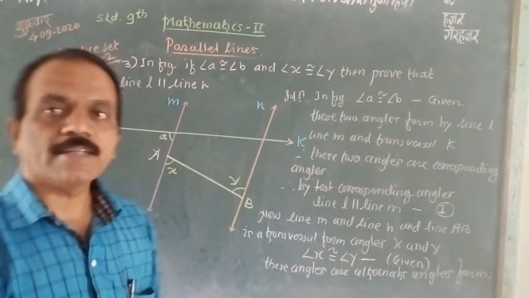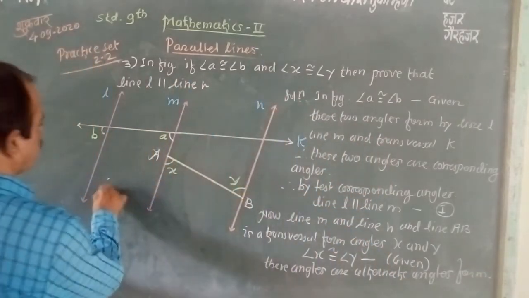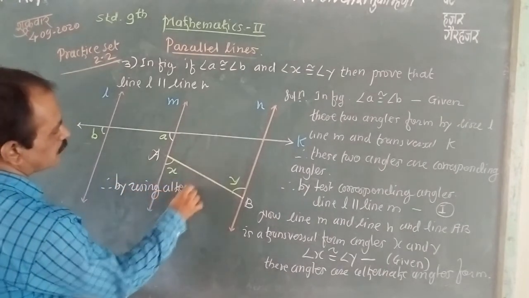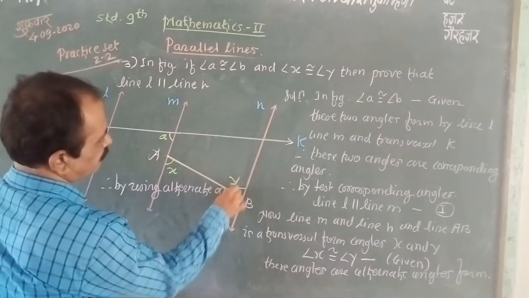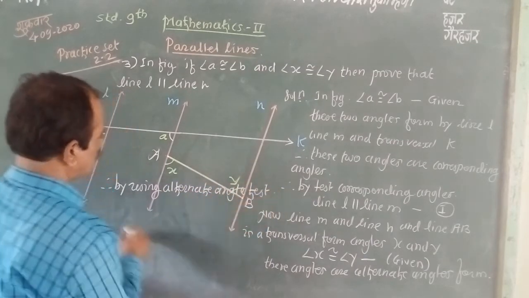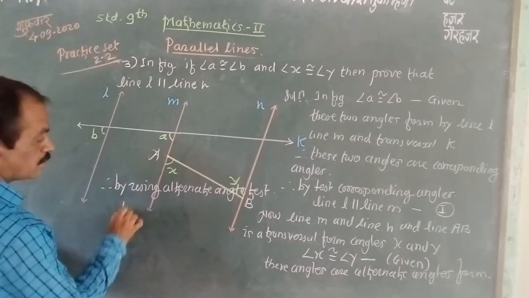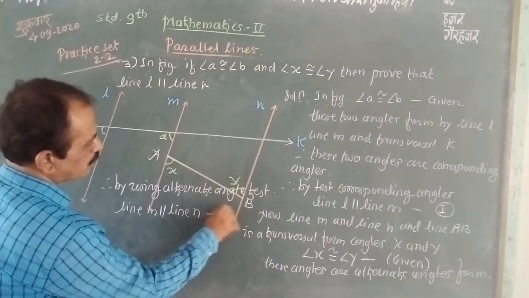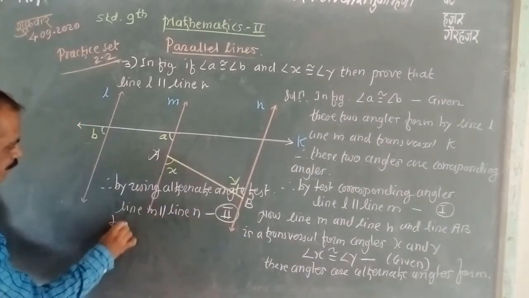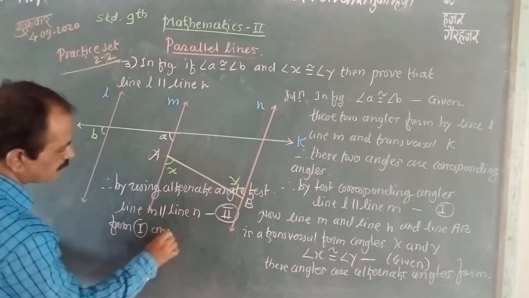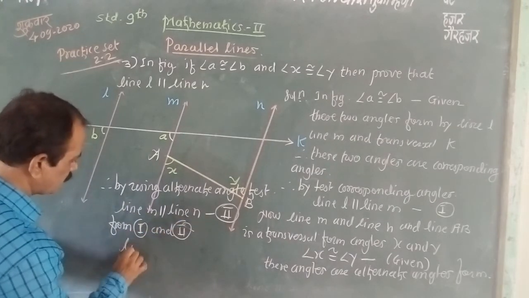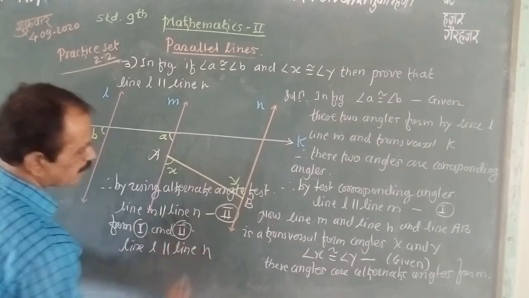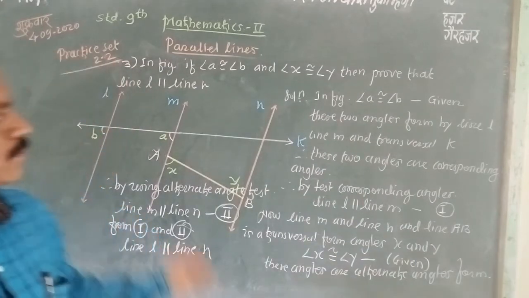So by using the alternate angle test, this line is parallel to this line. This is our second. From first and second, this line is parallel to this line. This is our answer. Very simple.